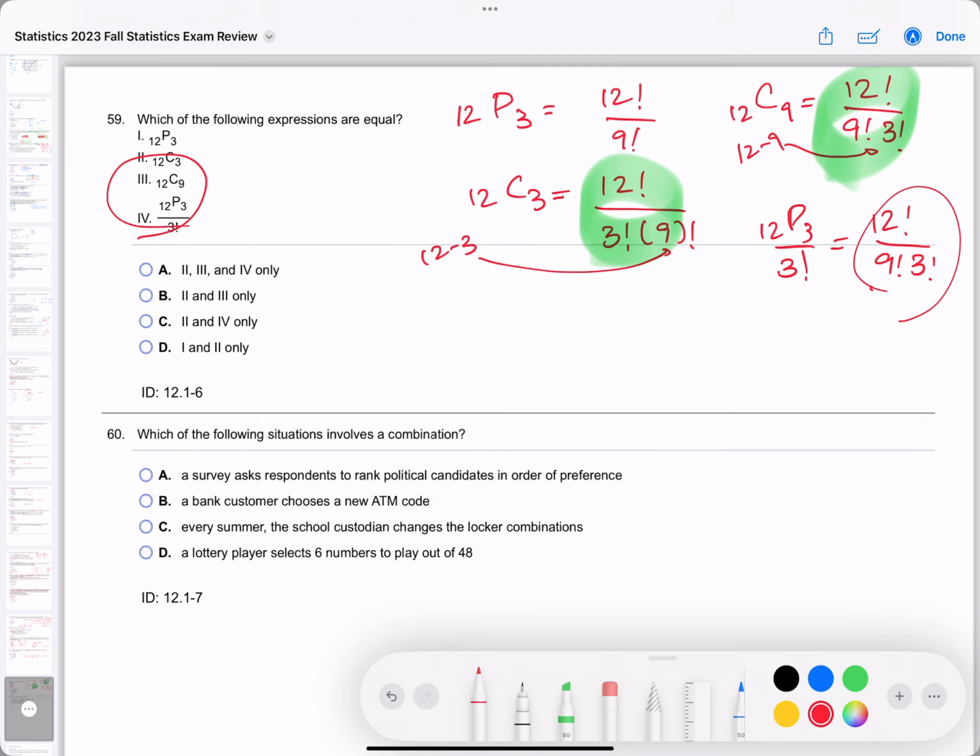And the last one: which of the following situations is a combination? A combination is going to be this one where a lottery has 6 numbers and they can play out of 48, because the order doesn't matter. Once I give them the numbers, that's it. I'm selecting only 6 numbers and I'm saying, hey, here are my numbers. And if the numbers are there, they're there.